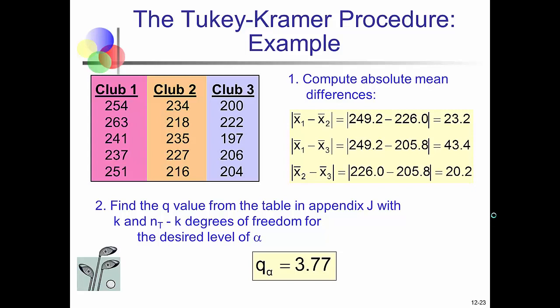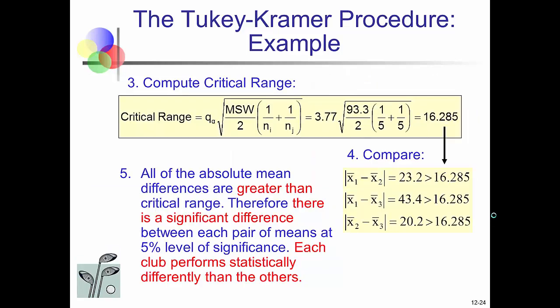In Appendix J in the textbook, I looked up our Q value with 3 and 12 degrees of freedom for a 5% level of significance and got the value of 3.77. Let's use that 3.77 to calculate our critical range. So I plugged the 3.77 in where the Q was. Our mean squared within was 93.3 divided by 2. For each of our samples, we have 5 items in our sample size. So our critical range actually ends up being the same for all 3 two-way comparisons that we're going to do. When we simplify this, we find this critical range being 16.285.